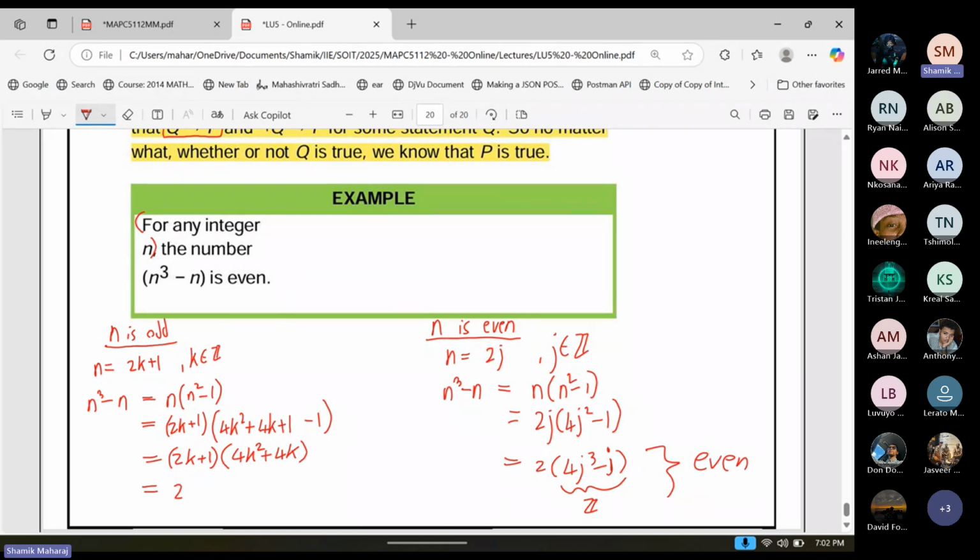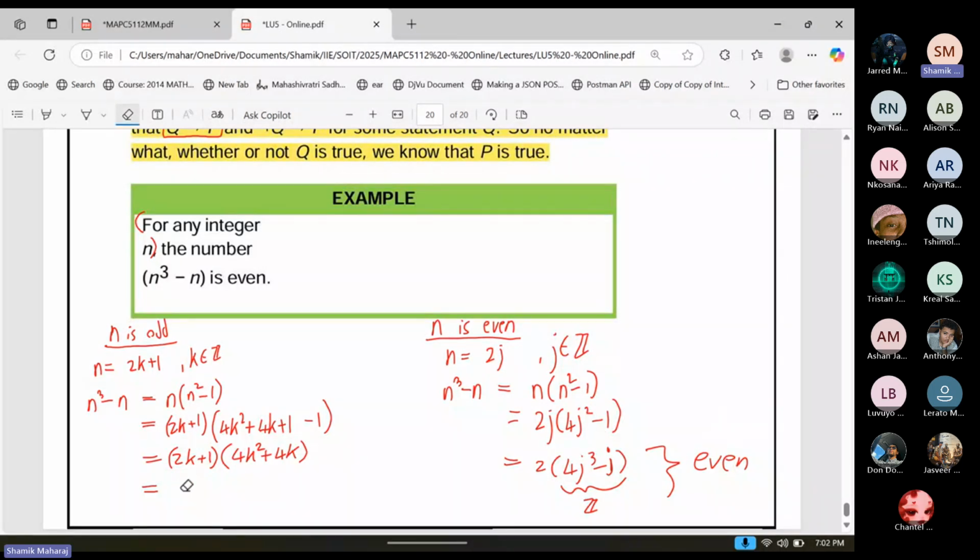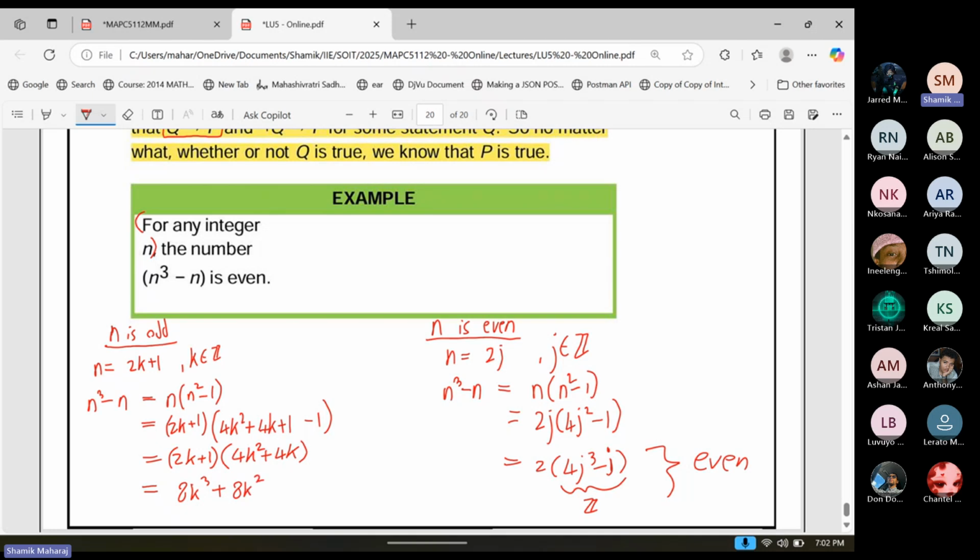I just need to use my head a little bit here. If I open it up, what happens? Let's just open it up. 8k cubed plus 8k squared. This is going to help me. Plus 4k squared plus 4k.